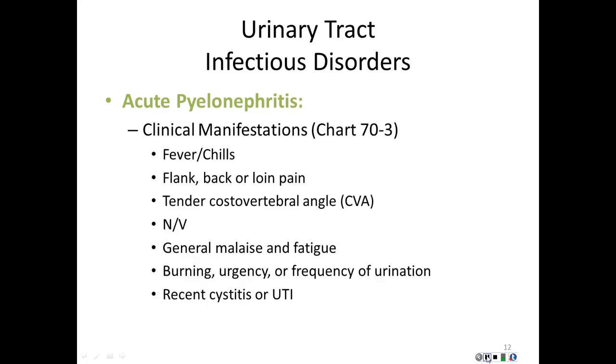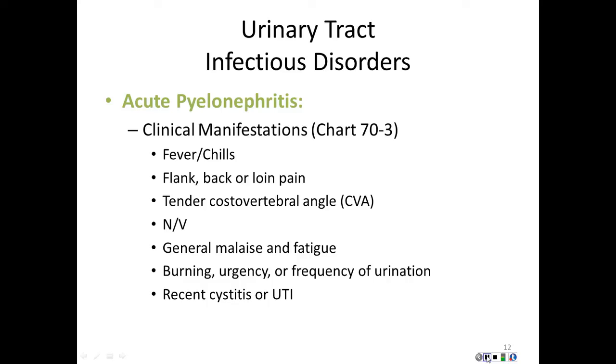Clinical manifestations of acute pyelonephritis, from chart 70-3, include fever and chills, flank or back or loin pain, tenderness at the costovertebral angle, nausea and vomiting, general malaise and fatigue, burning, urgency or frequency of urination, and these patients may have had a recent cystitis or a urinary tract infection. They may not have taken all their medications, might not have been the proper medication, didn't kill all the bacteria. All of that can lead to that acute pyelonephritis.